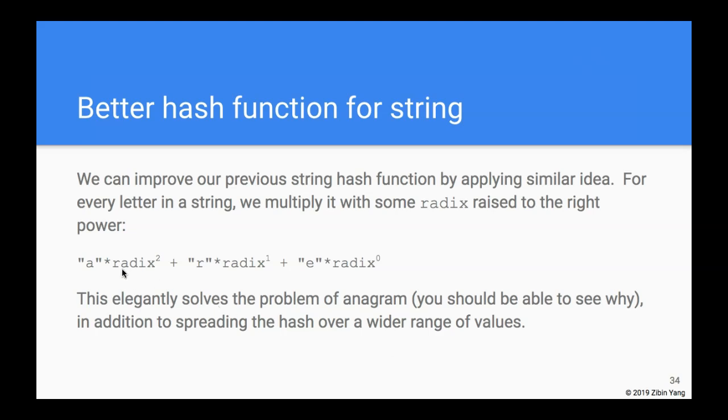So in order to hash the word A-R-E, we start at the least significant place, the letter at the end. So this could be, whatever radix we pick, radix raised to the 0 power, radix raised to the first power, second power, and so on and so forth. And we add all of it up, the products, at the end.